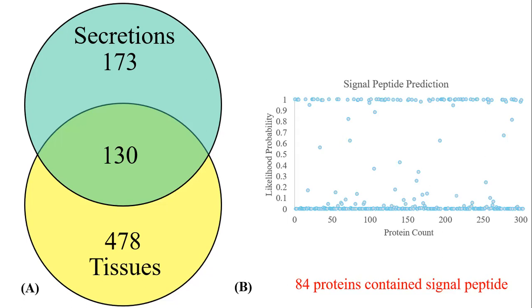And so I took all of the sequences of the proteins identified in the Tergal secretions, and found that only 84 contained a signal peptide. So the likelihood probability would just tell you the likelihood that a given protein has a signal peptide. And so I did a cutoff. Anything over 50%, I claimed had a signal peptide, and anything 50% or under, I claimed did not. And so 84 proteins had a likelihood probability of 50% or more.